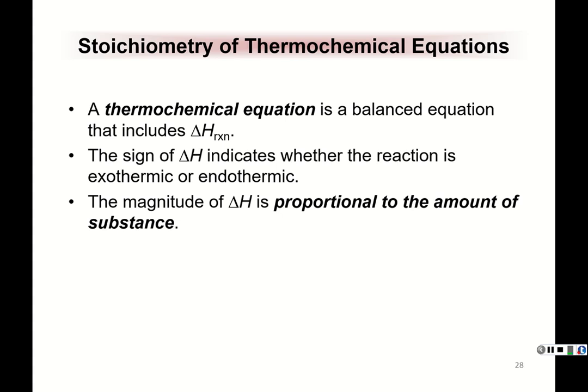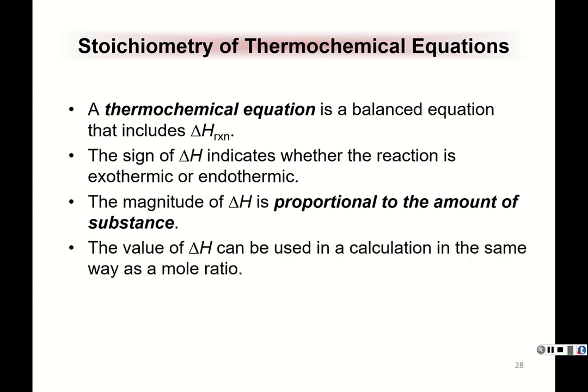The magnitude of delta H is going to be proportional to the amount of substance that you have. These delta H values of the reaction are typically going to be in kilojoules per mole. So that per mole basis will tell you how much of the reactants that you have. The value of delta H can be used in a calculation in the same way a mole ratio can be, because it has that per mole basis in it.